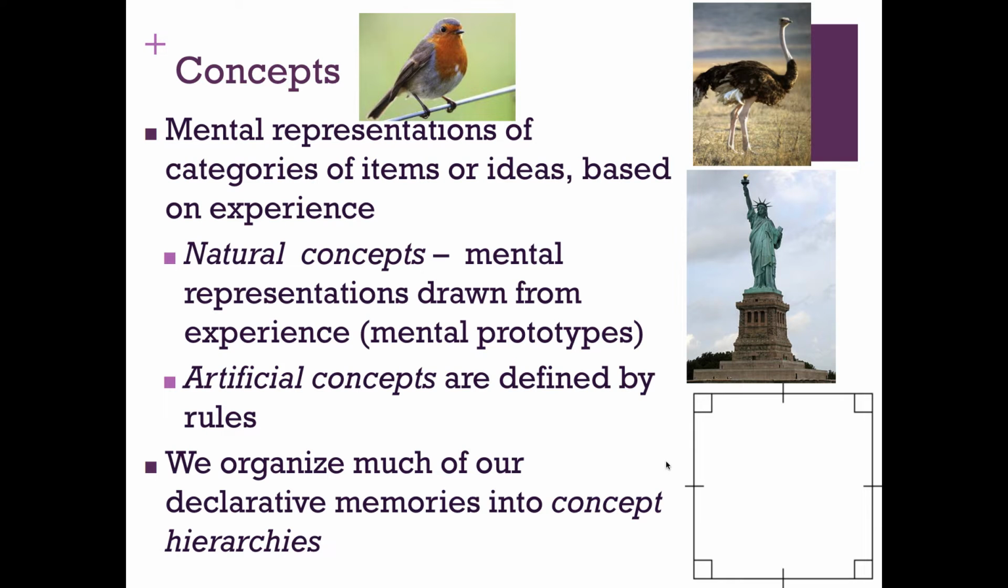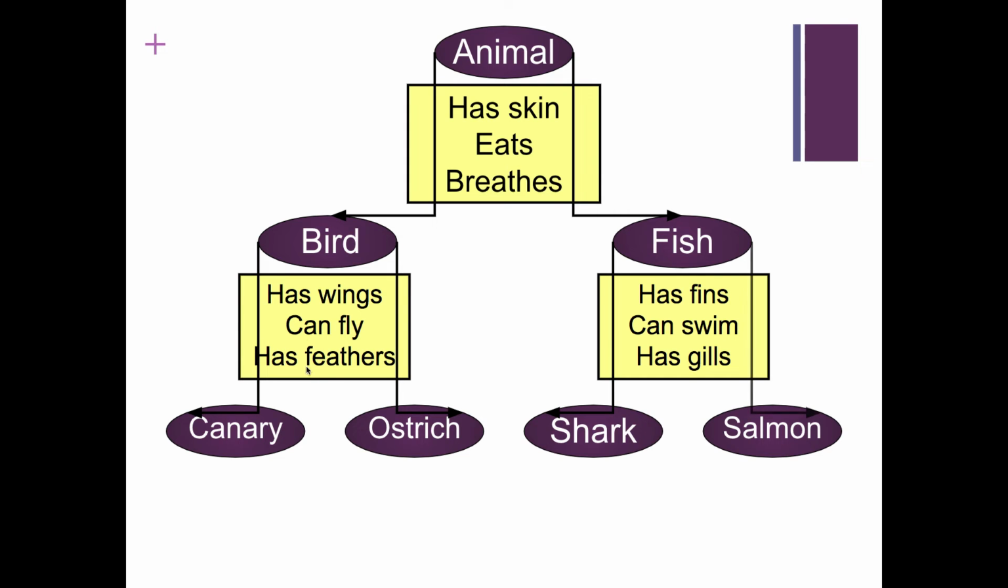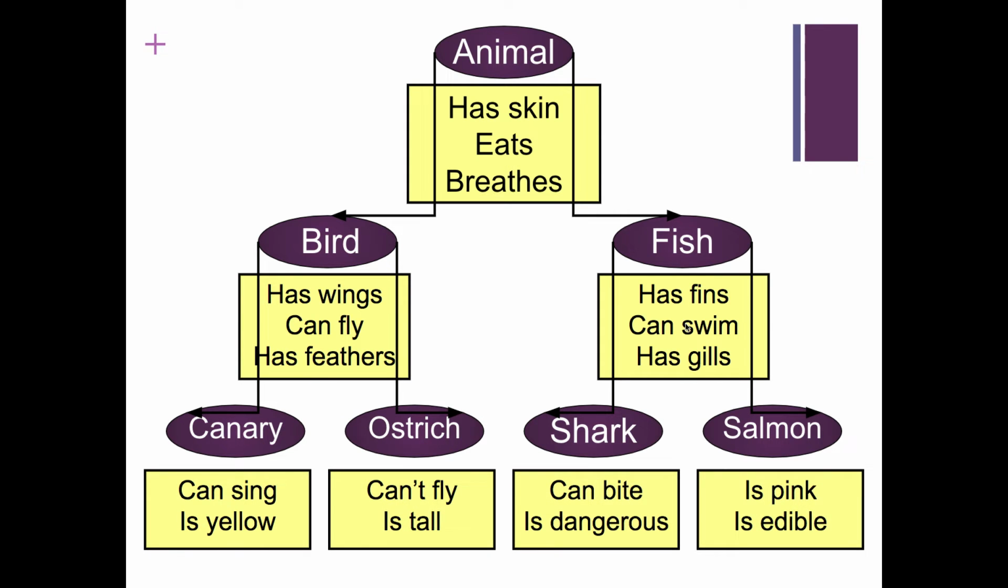We organize most of our declarative memories, remember that is one portion of our long-term memory, into what are called concept hierarchies. This is an example of a concept hierarchy. So animals, we know, have skin, they eat, they breathe, but now animals can be further broken down into birds and fish. Birds have certain characteristics, fish have other characteristics, and then from there we can also branch off, creating even more specific categories of birds and fish. So this is an example of a concept hierarchy, and it's how we tend to organize concepts in our minds.